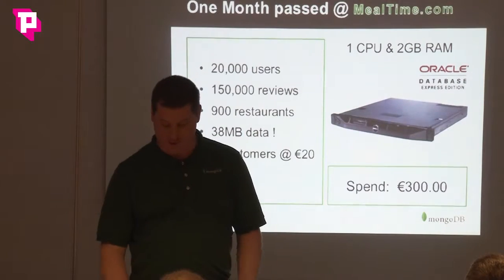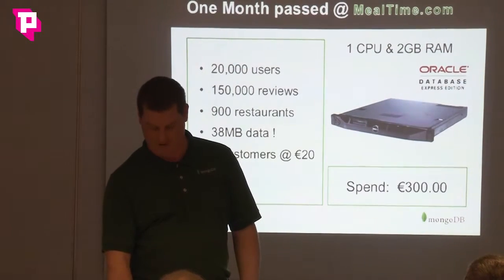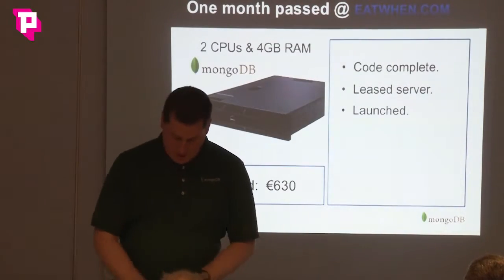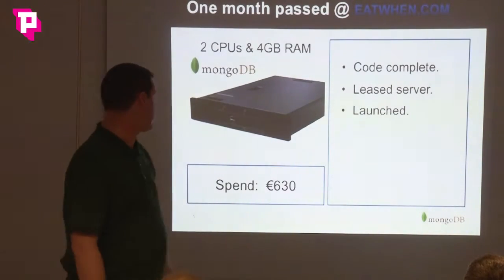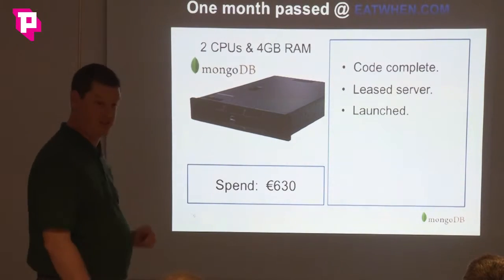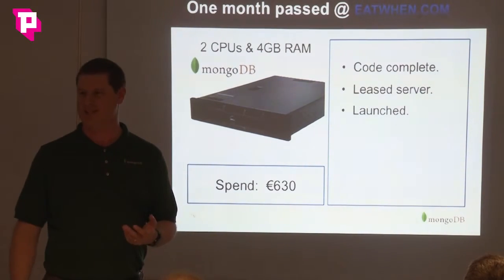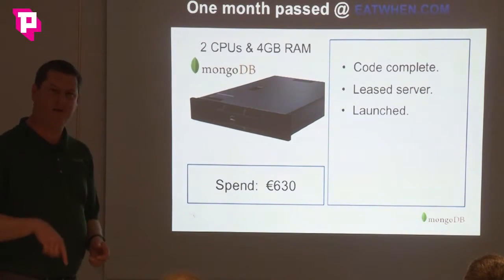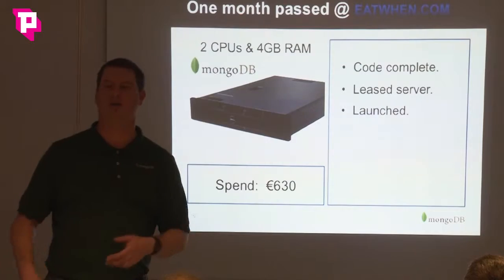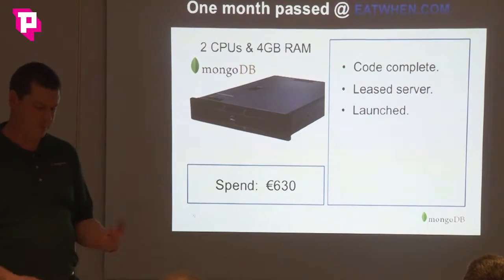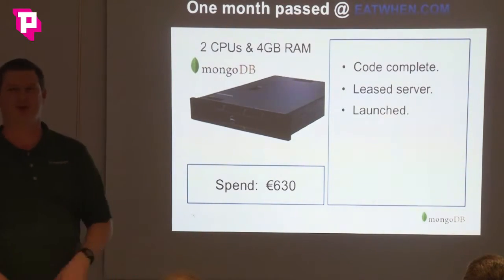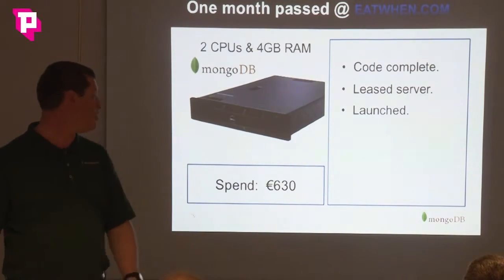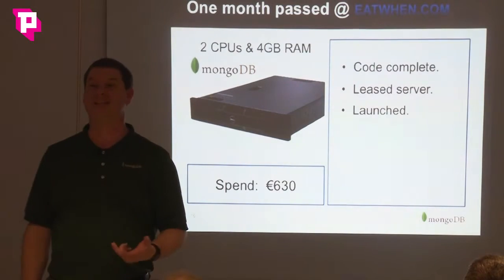Sounding good to me, a month in, and he's got customers, and more importantly, 20,000 users is a reasonable number. Meanwhile, eatwhen.com, well, he's finished the code, because it's actually, seriously, really quite easy to build things on MongoDB. He's leased the server, and he's launched, bought a bit bigger server. He'd heard from someone MongoDB needed a bit more horsepower. Not strictly true, but it's how people talk about it. So he's got 20 CPUs, got 4 gig of RAM, but at least he's using all of them.